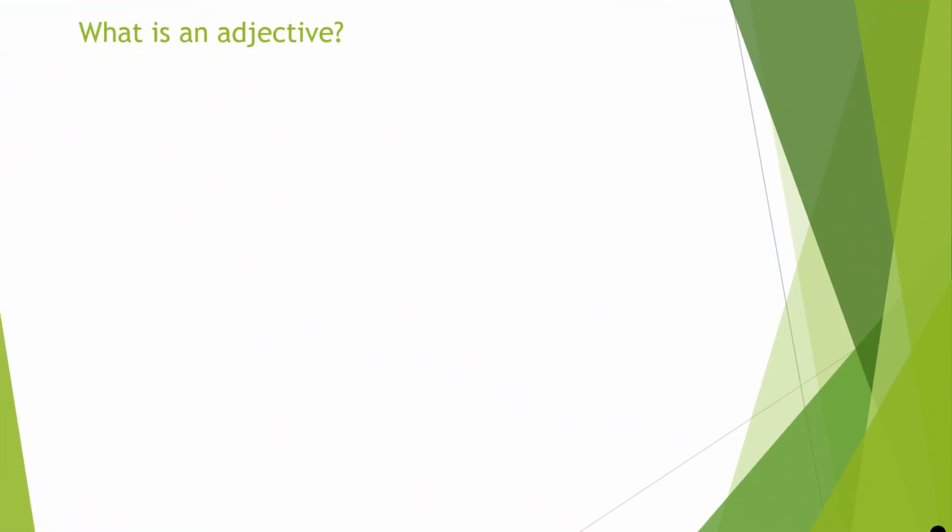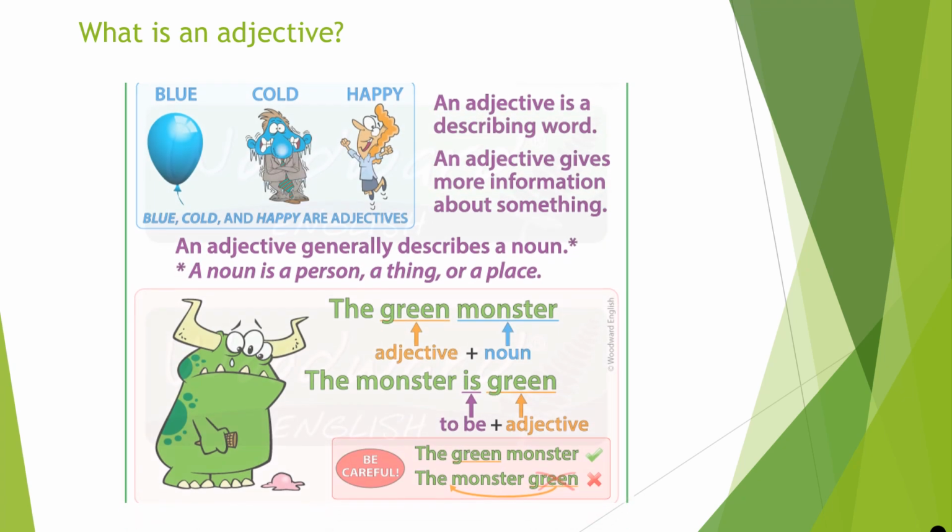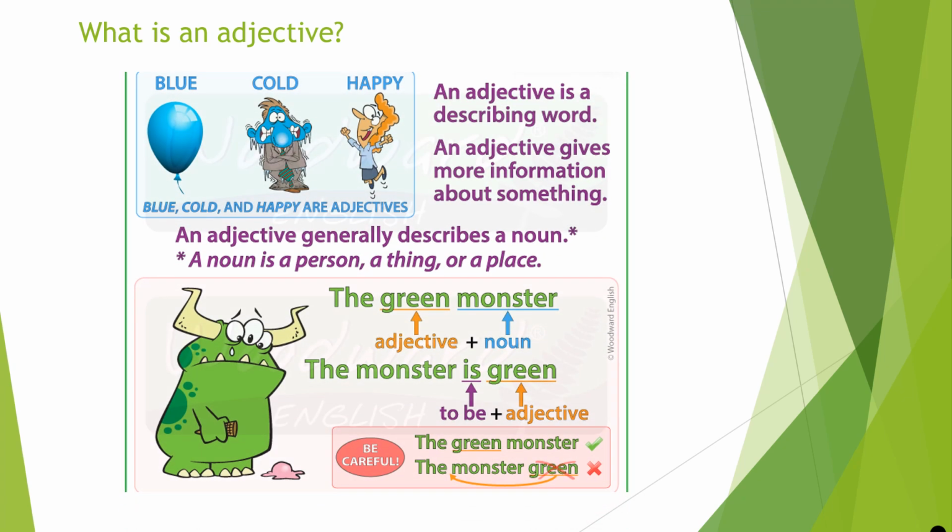Today, we will learn about what is an adjective and degrees of comparison. An adjective is a describing word. An adjective gives more information about something. An adjective generally describes a noun. A noun is a person, a thing, place, animal, etc.